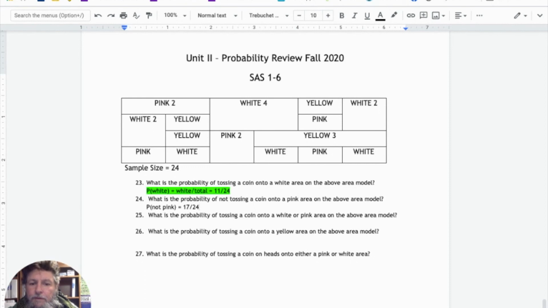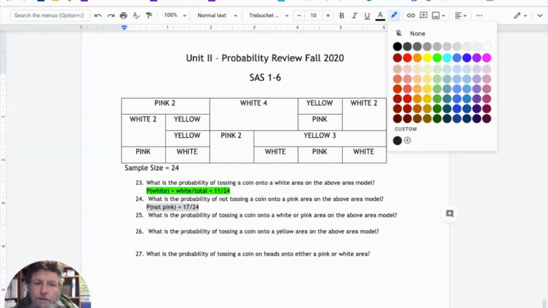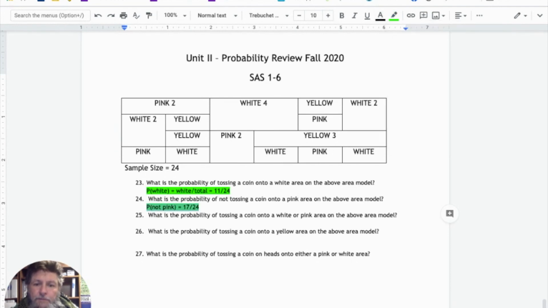All right. Alternatively, you know that there's 24. You could count the number of pink and then simply subtract that from 24. Well, let's count the pink. 1, 2, 3, 4, 5, 6, 7. 7 from 24 is 17. We get the same answer.